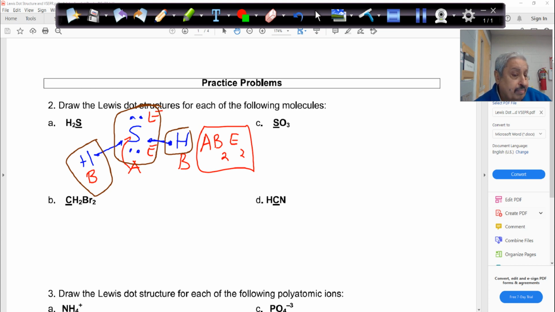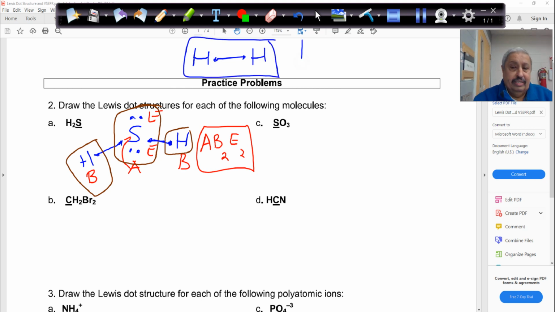Yeah, that's a bond. It has to be shared, not from the same element. No, two different elements will make a bond. Correct. Sometimes the same elements, like hydrogen and hydrogen, but still two atoms you have. This is hydrogen.